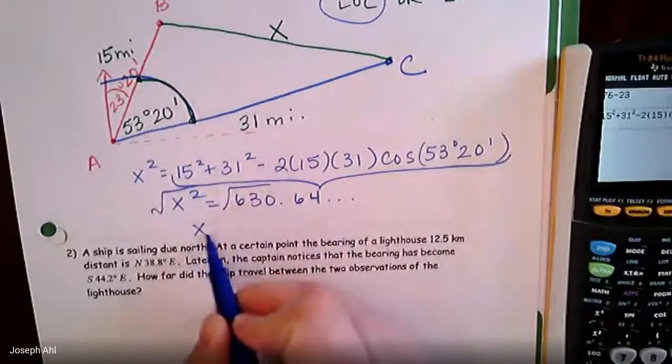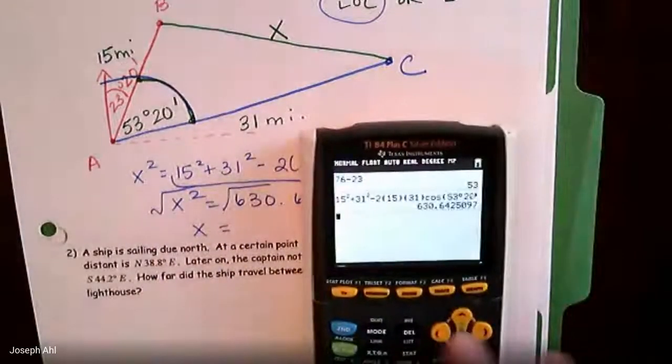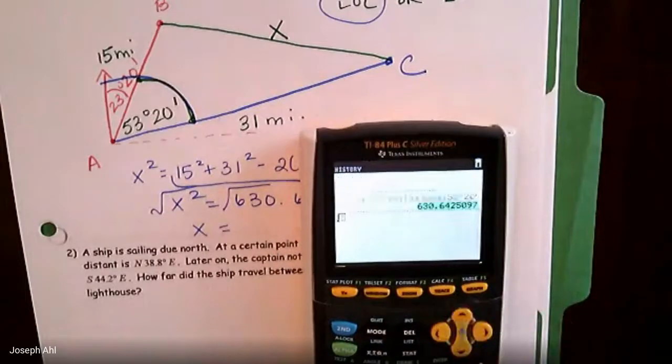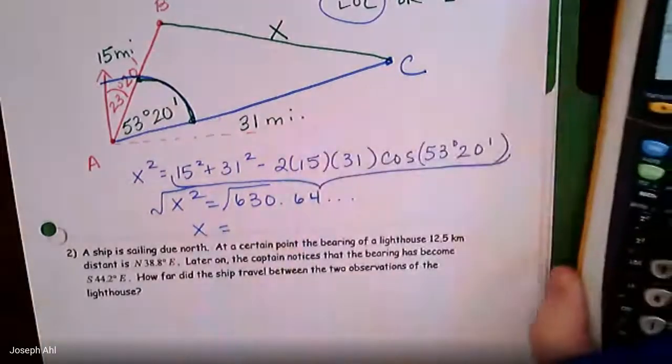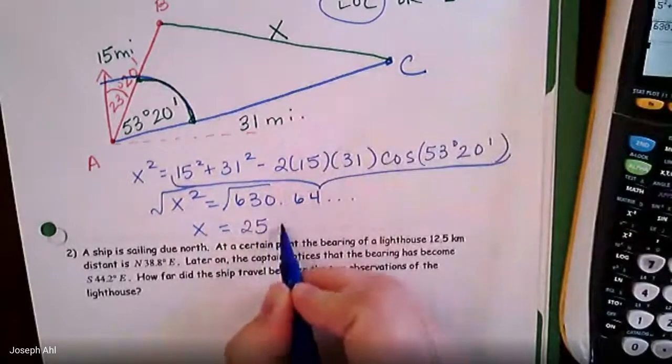Square root to get that x equals the square root of 25, so 25.1, or we'll go to the nearest mile here, 25 miles would be the distance from B to C.